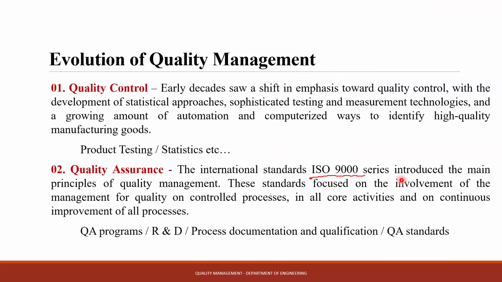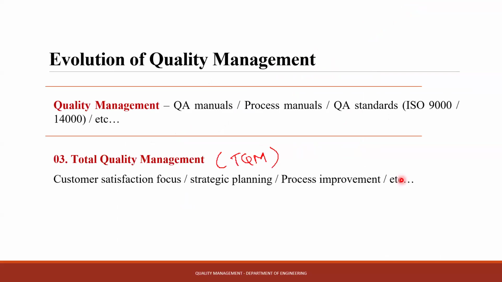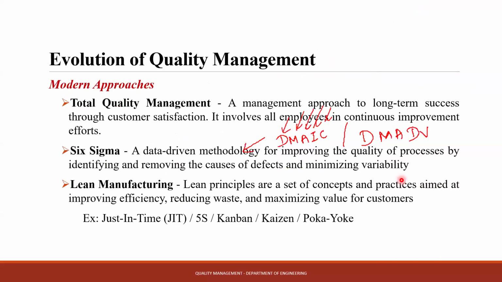So total quality management, we can identify as the modern approach to quality management. Under total quality management, with these modern approaches, Six Sigma and lean concepts are there. Under Six Sigma, if you can remember, we mainly focus on minimizing variability and minimizing the defects or causes of the defects. And when it comes to lean manufacturing, we are trying to reduce waste while improving efficiency.